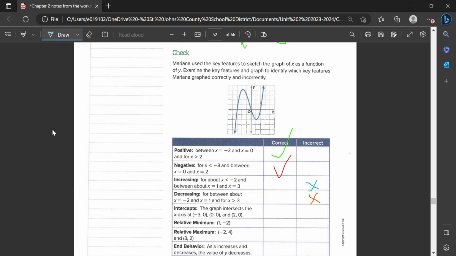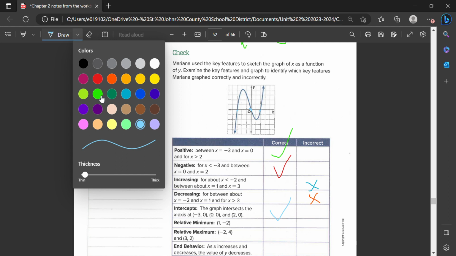Go light blue, baby blue. All right, intercepts, -3, that's right there. 0, that's right there. And 2. So yes, that is correct.